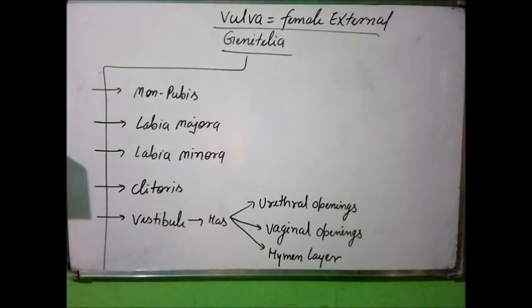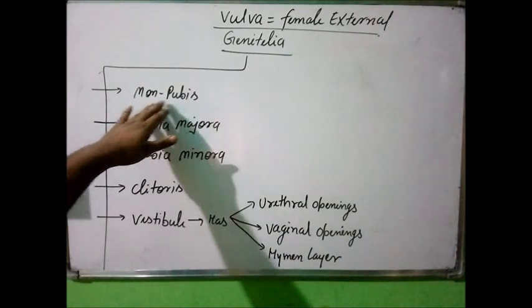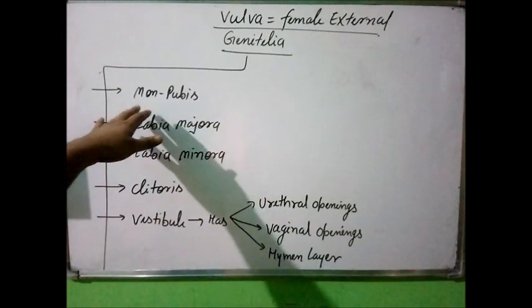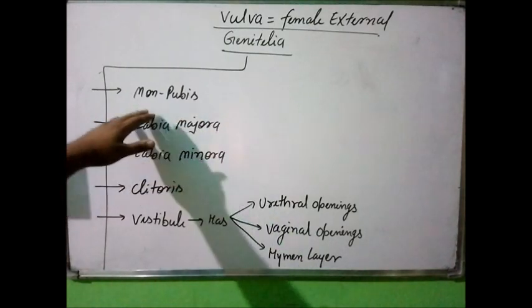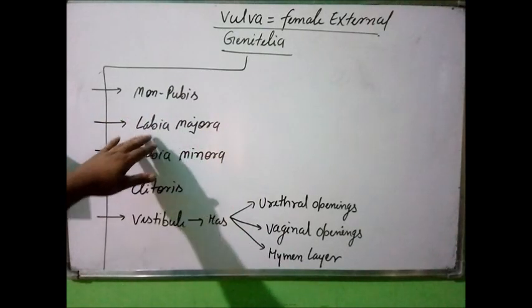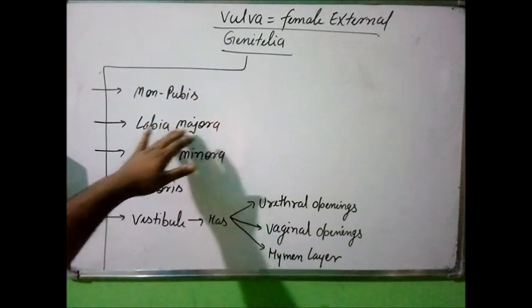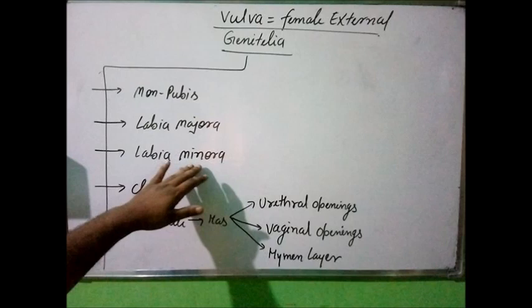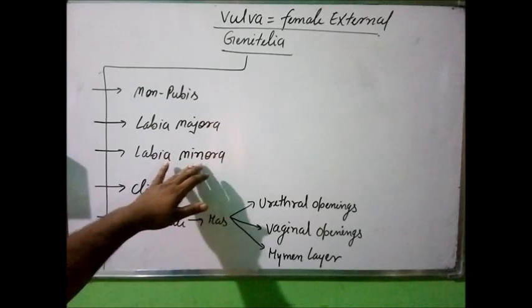See, when we talk about the vulva, that is female external genitalia, it is further divided into different components. So the main component is mons pubis, a thick fatty tissue pad which is covered by skin and pubic hair. Then there are two skin foldings, one is large, one is small. So this is called as labia majora, that is major lip. Okay, labia majora is major lip, and another one is labia minora, that is minor lip.